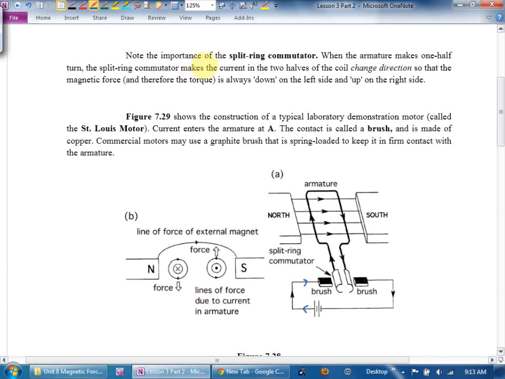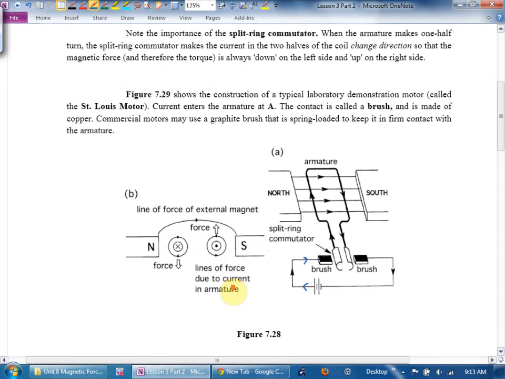It says, note the importance of the split ring commutator. Huh? When the armature makes a half turn, the split ring commutator makes the current in two halves of the coil change direction so that the current is always flowing upwards on this side, and always flowing downwards on this side, so that we always have a downwards force on this side and an upwards force on that side. It says, figure 7.29 shows the construction of a typical laboratory demonstration motor called the St. Louis motor.